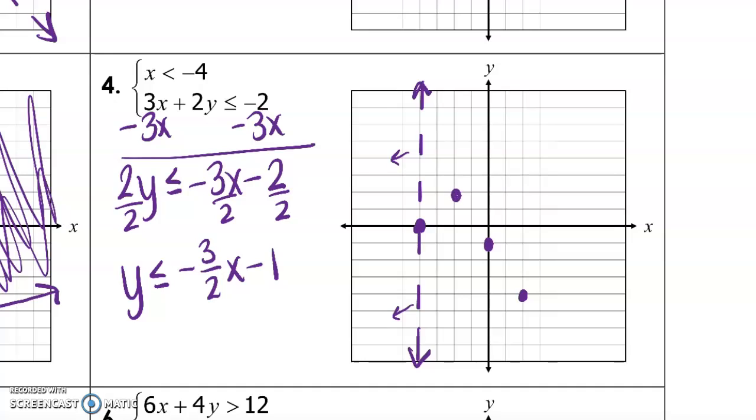This one would be a solid line because it's an or equal to. Less than means we would be down below. When you draw the arrow, it's a little confusing, so I like to say, okay, along this line, it's going to be over here. So this section over here.